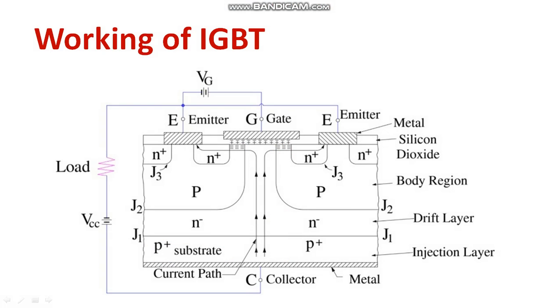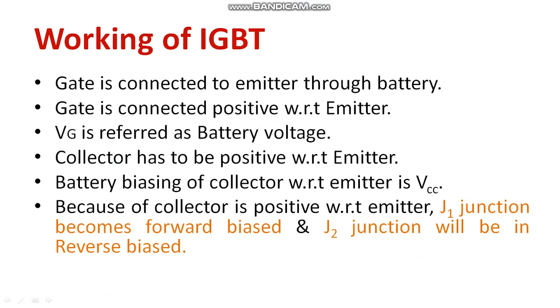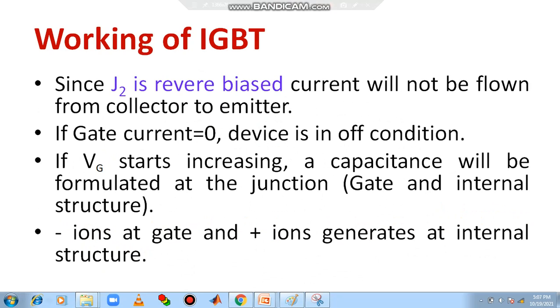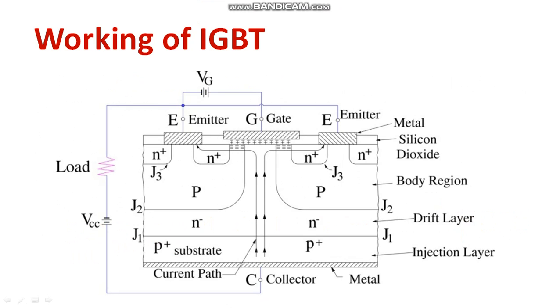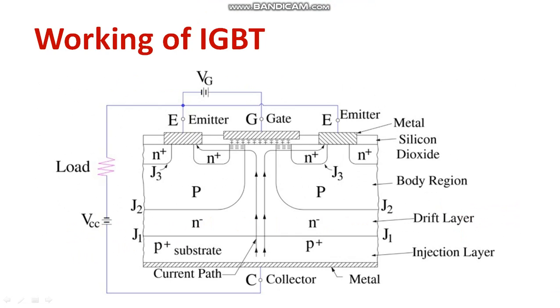We have to consider the property of capacitance. At the gate terminal there will be capacitance. I have written the working very clearly. Please go through that and you will understand. Initially we are not applying any gate voltage. Later we will apply gate voltage. As we increase the gate voltage, obviously the negative layer will be developed over there. Because of that, current will start from P plus to this particular layer.